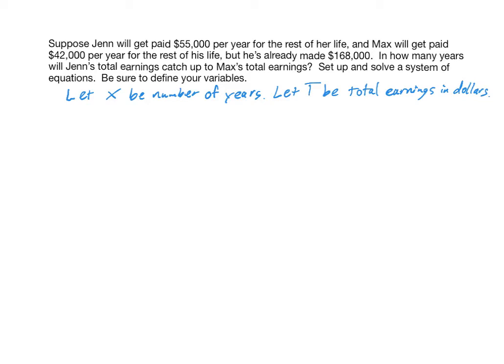So again, Jen will get paid $55,000 per year for the rest of her life. So her total earnings T will be $55,000 times however many years she works, so times x. Then Max, he'll get paid $42,000 per year, but he's already made $168,000. So each year, Max will get $42,000, so times however many years he's worked, x, but he's also already got, meaning add on, $168,000.